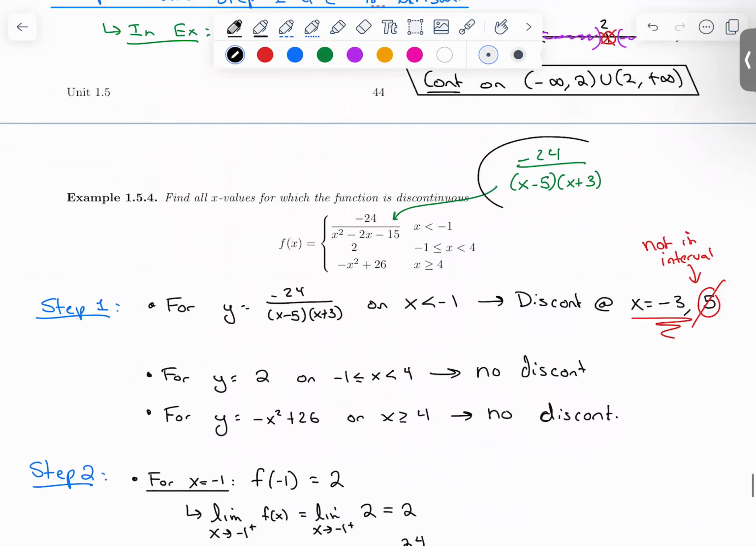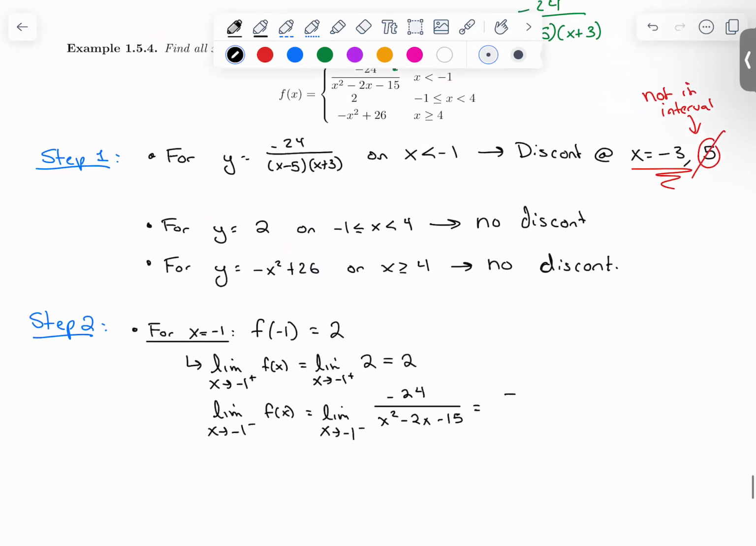So, anyways, let's check this out. We already know the factorization up here. -1 should not cause an issue, so we can plug it in. That'll be -24 divided by -1 squared minus 2 times -1 minus 15. That will be equal to -24 over -12, which is +2.